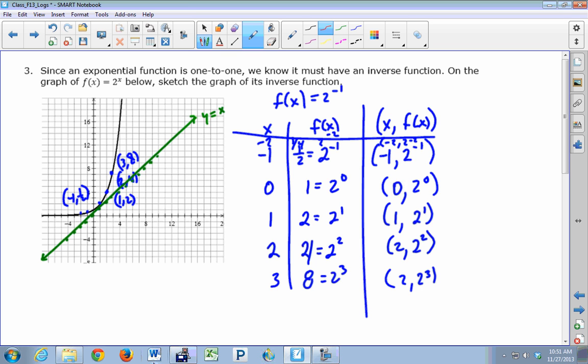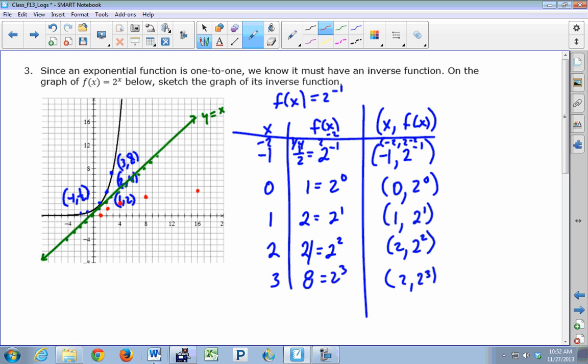(0, 1) now becomes what? (1, 0). (1, 2) now becomes (2, 1). (2, 4) now becomes (4, 2). (3, 8) now becomes (8, 3). If I kept going, (4, 16) would now become (16, 4).